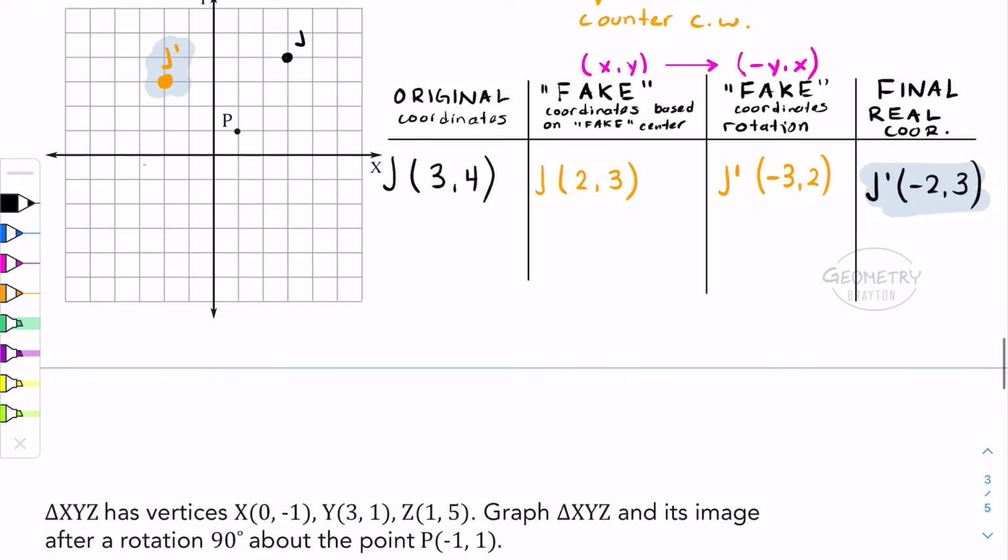The next example is a shape. So to save us some time, I'm going to copy the table that I just made with all the writing in it.